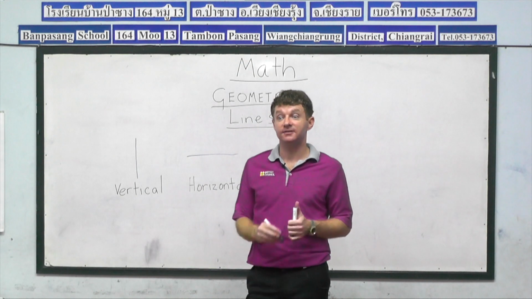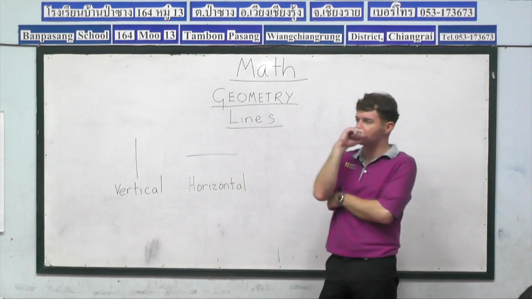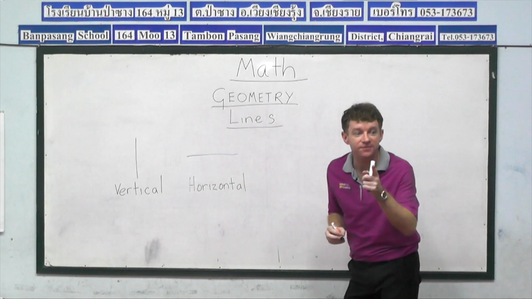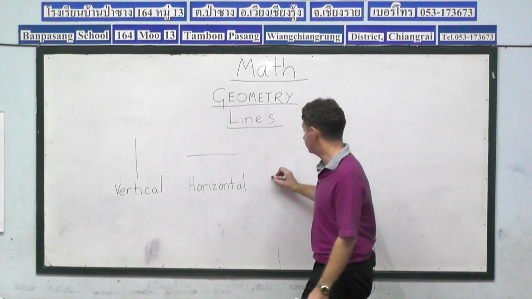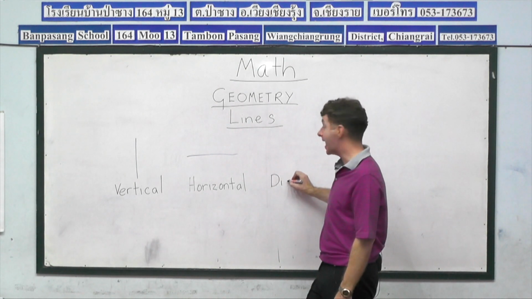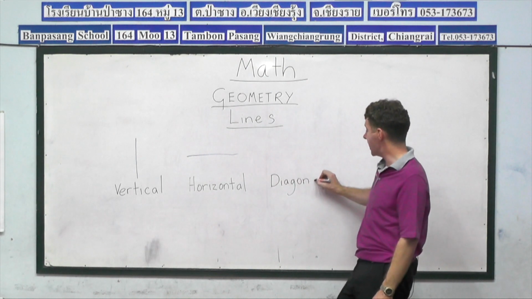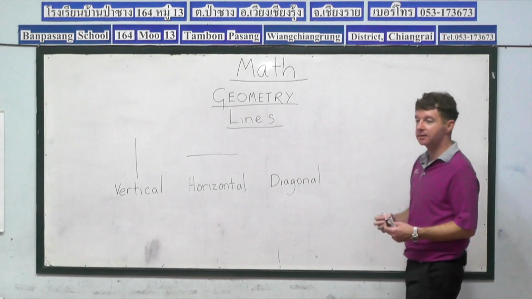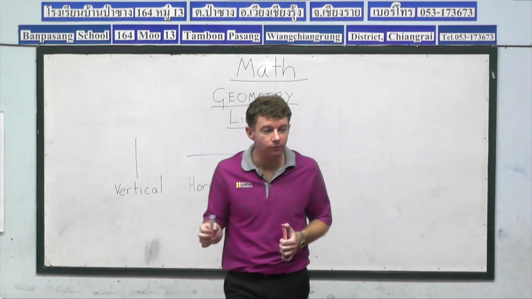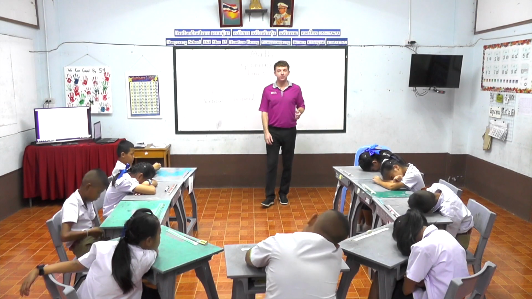So guys, let's go next. Next type of line. We've had vertical, we've had horizontal. How about diagonal? D, I, A, G, O, N, A, L. Diagonal. Okay, so who can draw our diagonal line? Let's open our eyes, guys.